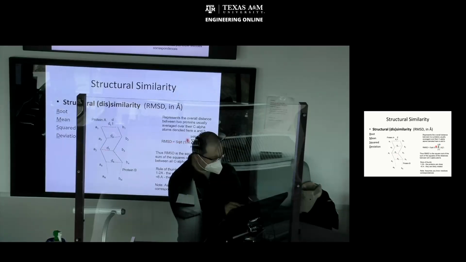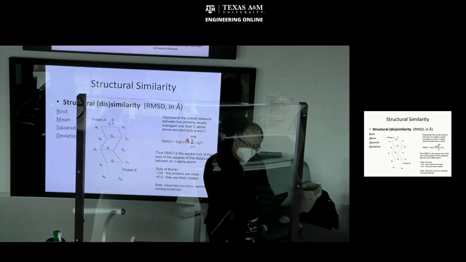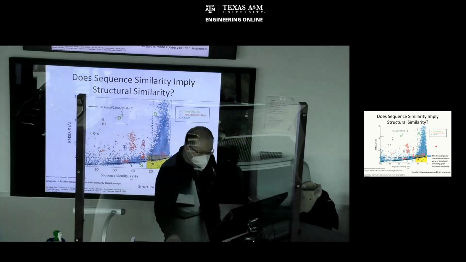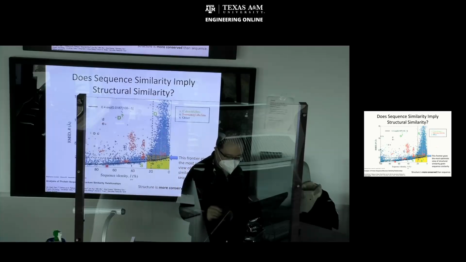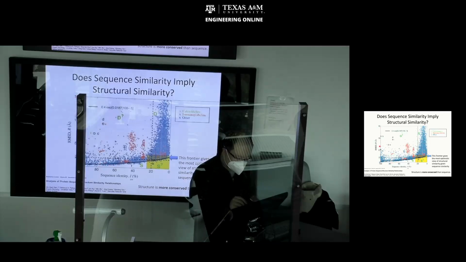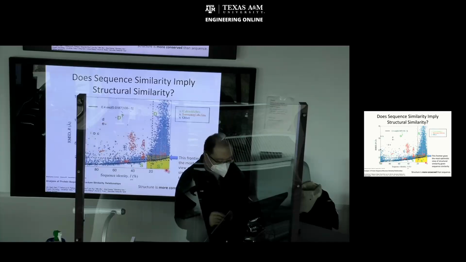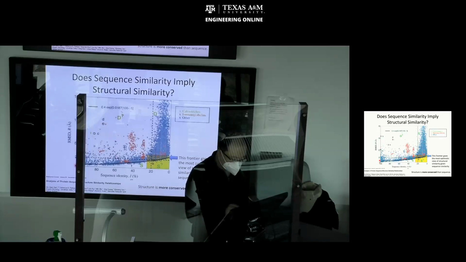Because that's the deviation. So now let's look at the pattern in the data and see what we can get. So here you have pairs of sequences or structures, or pairs of proteins, and you look at their sequence similarity or identity versus the structure dissimilarity. Okay? So on the x-axis, notice that I rearranged the order. So on the left, you have 100% similar. On the right, you have 0%. So the sequence similarity from left to right is decreasing. The structure similarity from the bottom to top is also decreasing because the RMSD is the lower, the more similar.